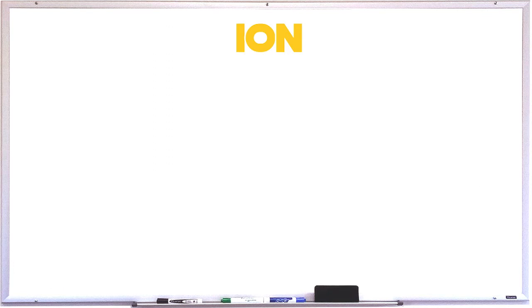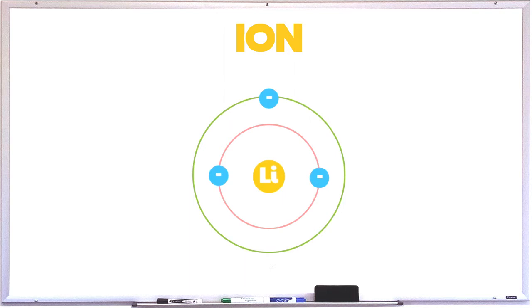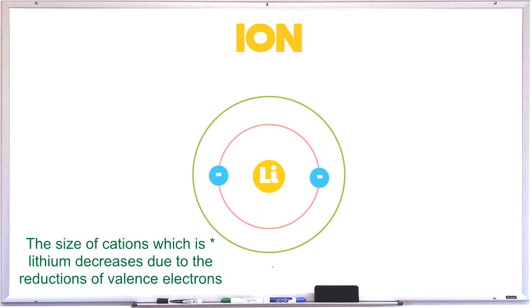Here is lithium in its normal state. It has 1 valence electron. Lithium needs to lose its valence electron and become positively charged. The size of the lithium cation decreases due to the reduction of valence electrons in its shell.